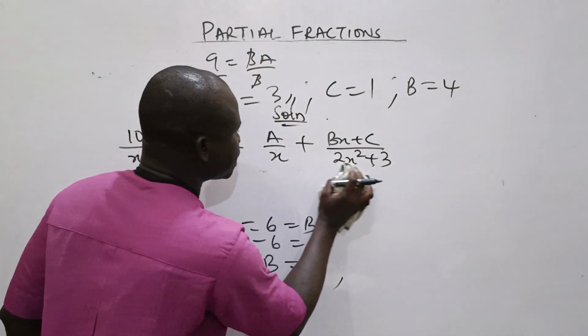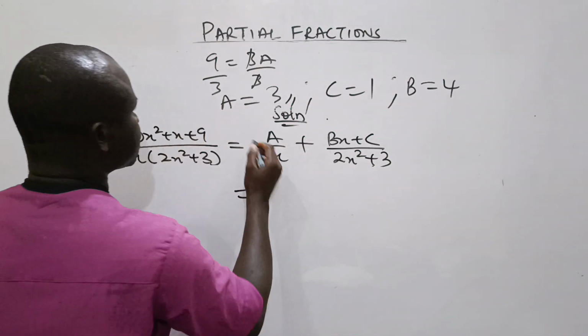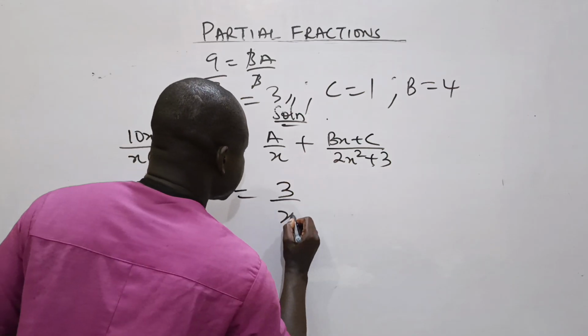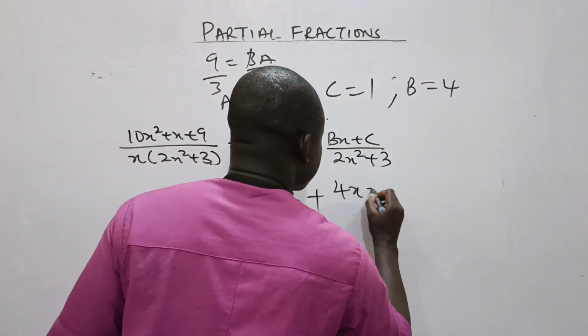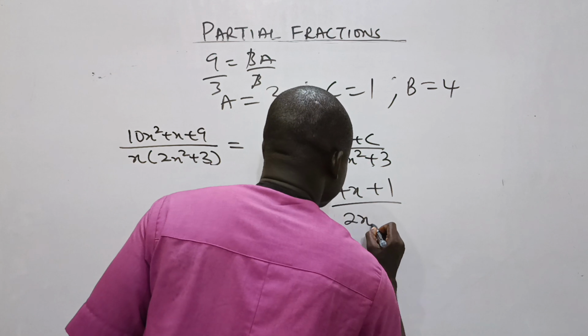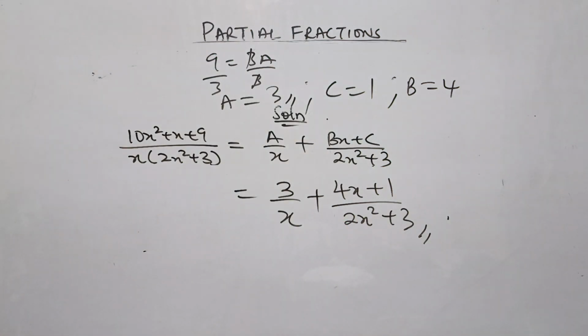Then what will now be the sum of its partial fractions? We just come here and substitute. What is A? 3. That will be 3 all over x plus, what is B? B is 4, so I'll say 4x. C is 1, plus 1 all over 2x squared plus 3. So this is the sum of its partial fractions from what we are given. And that's what we have done. Thank you.